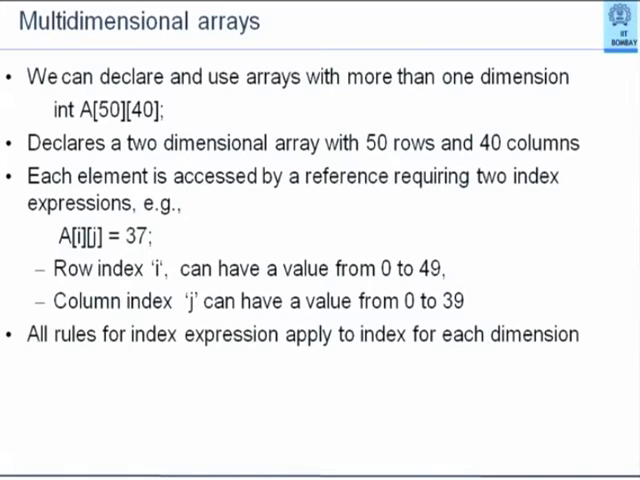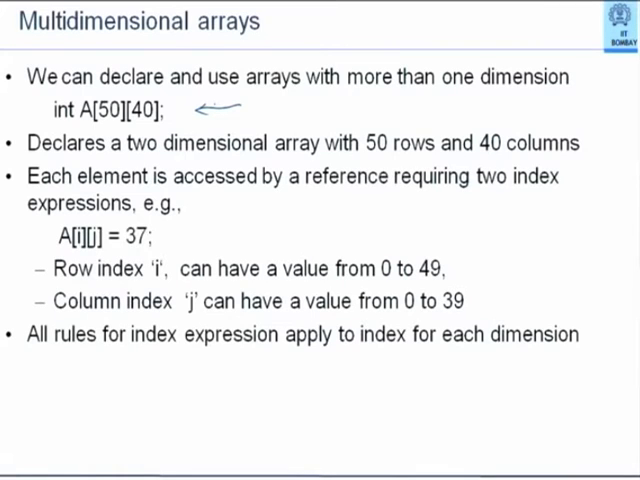The way you declare a 2-dimensional array is to say something like int a[50][40]. So there are 2 square brackets. A single dimensional array can be seen to have only one row, n elements, m elements or whatever. A multidimensional array has 1 row, 2 rows, 3 rows, 4 rows, as many rows as you want. So number of rows and number of columns together define a matrix, okay, and that is what is permitted to be defined in C++. So it has 50 rows and 40 columns. Each element is accessed now by 2 indexes, one index giving row number, another index giving column number.